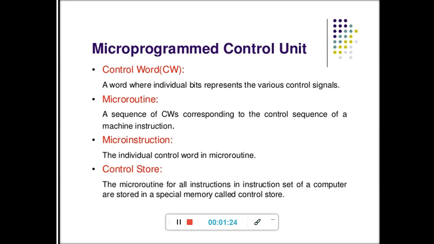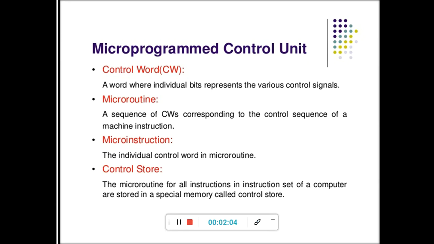Number 2, microroutine. What is a microroutine? A sequence of control words corresponding to the control sequence of a machine instruction constitutes the microroutine. Here the correspondence between the control sequence and a machine instruction is called a microroutine. Number 3, microinstructions. A single instruction in a microcode is called a microinstruction. It differs within the same computer family and even the same vendor. So within this platform we are able to shift the instructions in a microcode.